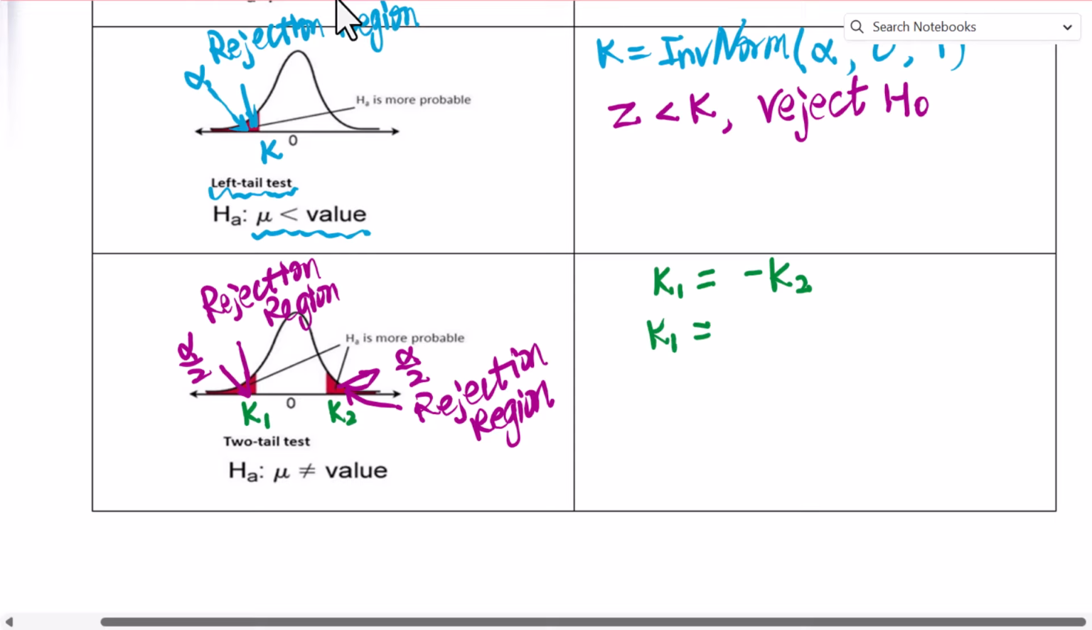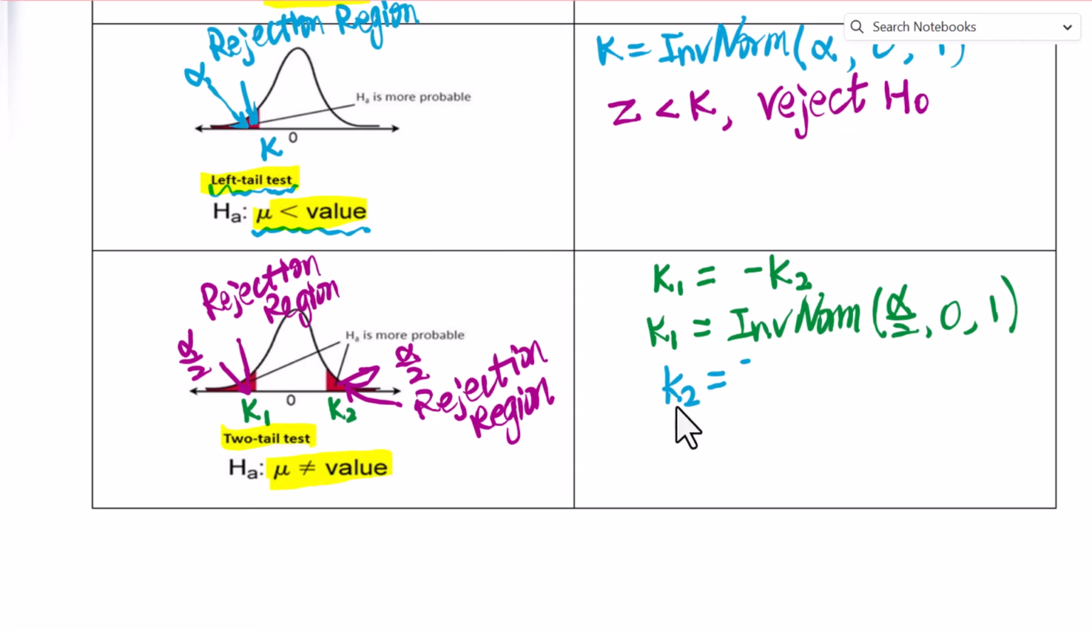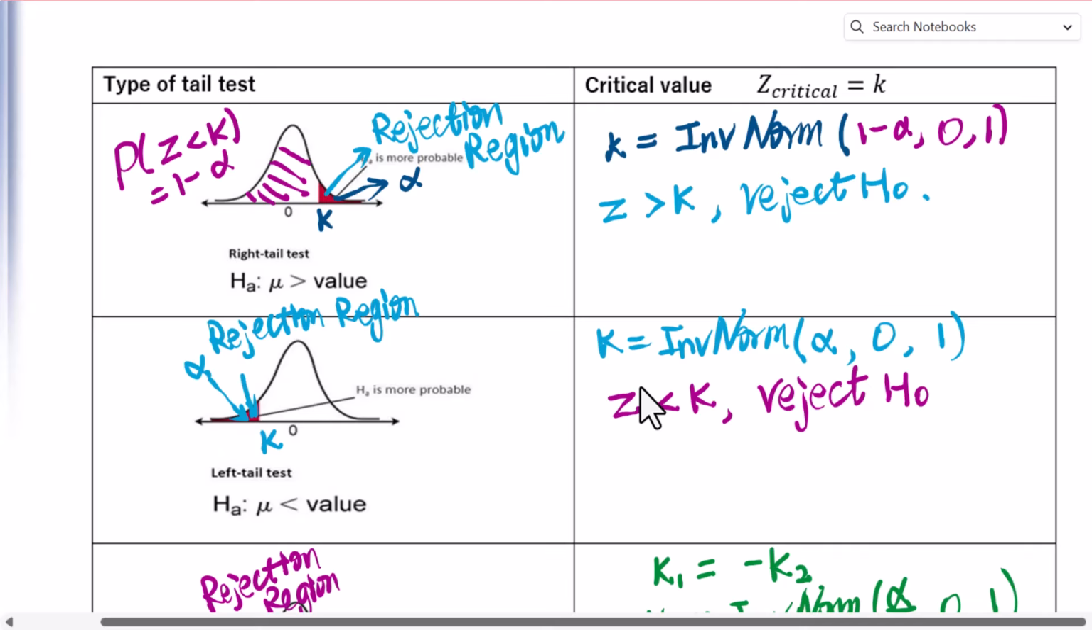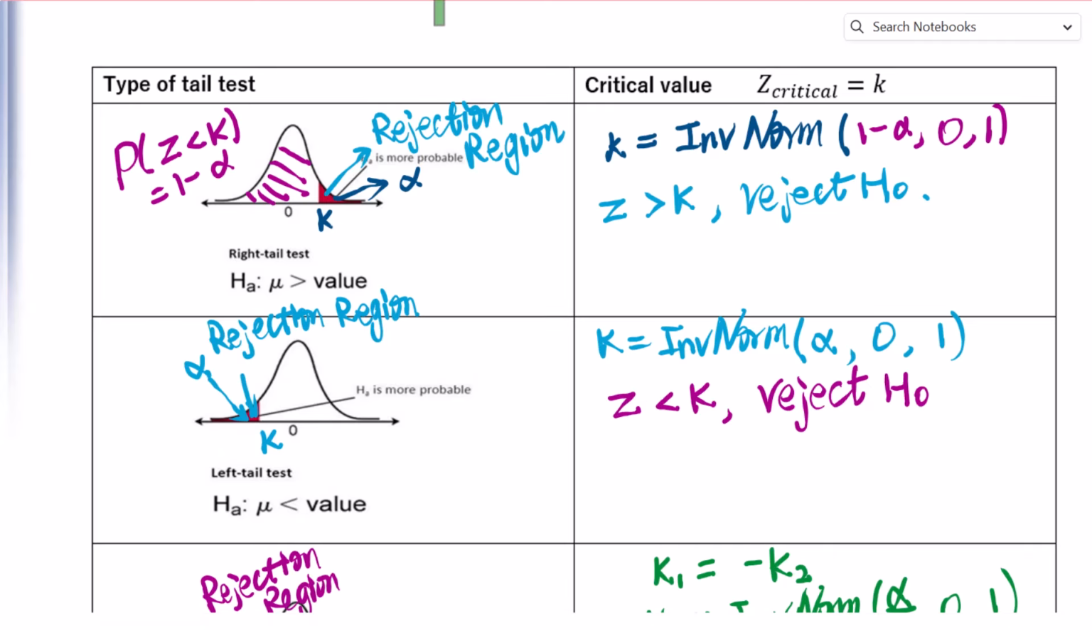So k1 equals inverse norm of alpha over 2, 0, 1. k2 equals inverse norm of 1 minus alpha over 2, 0, 1. When z less than k1 or z greater than k2, reject H0.